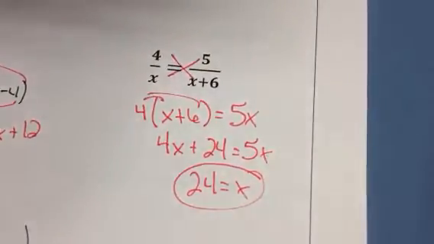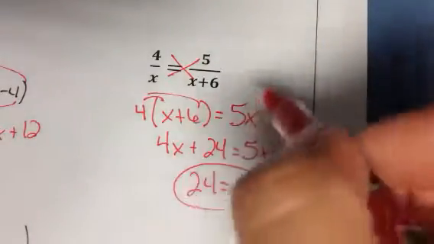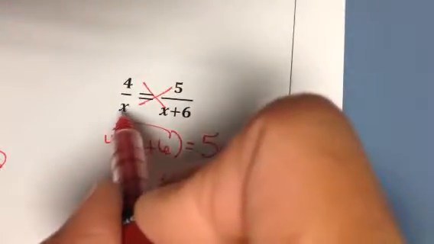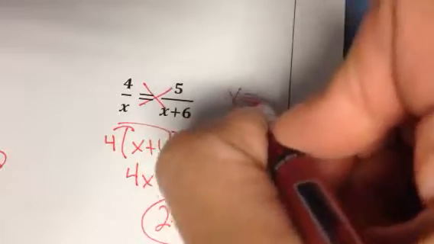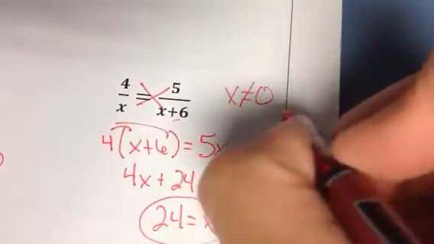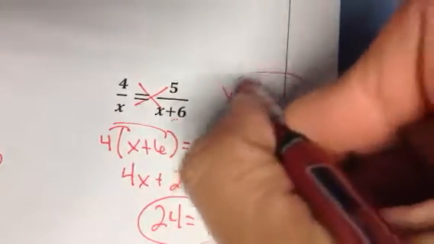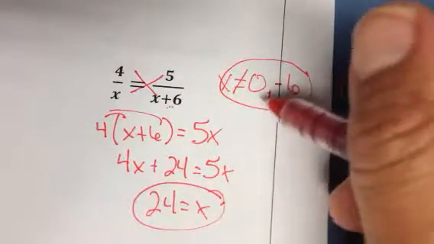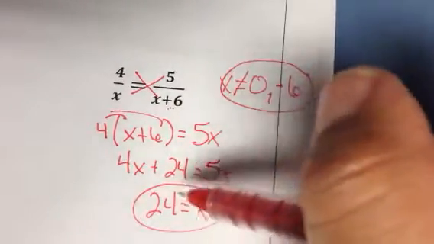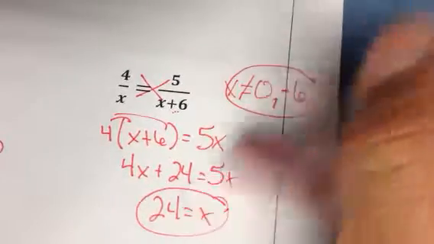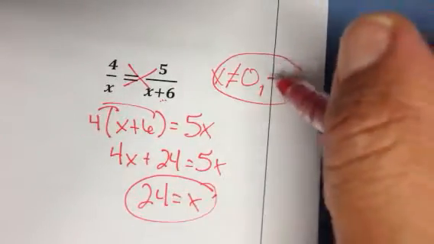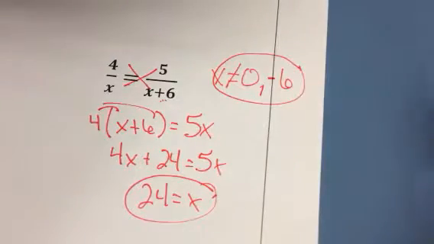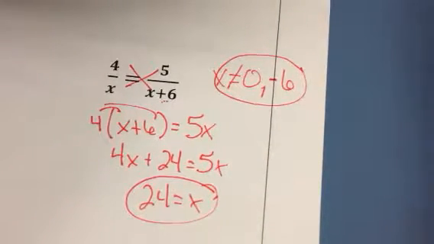Now, what I forgot to do is identify my domain and excluded values. In this denominator, I would never pick 0. And in this denominator, I would pick negative 6. So now I just need to see, do any of these turn out to be my excluded values? Because if they are, then this would be considered what we call an extraneous solution. But they're not. Here's my answer. Here's my domain restrictions, or my excluded values, and that's how you solve with cross multiplying.